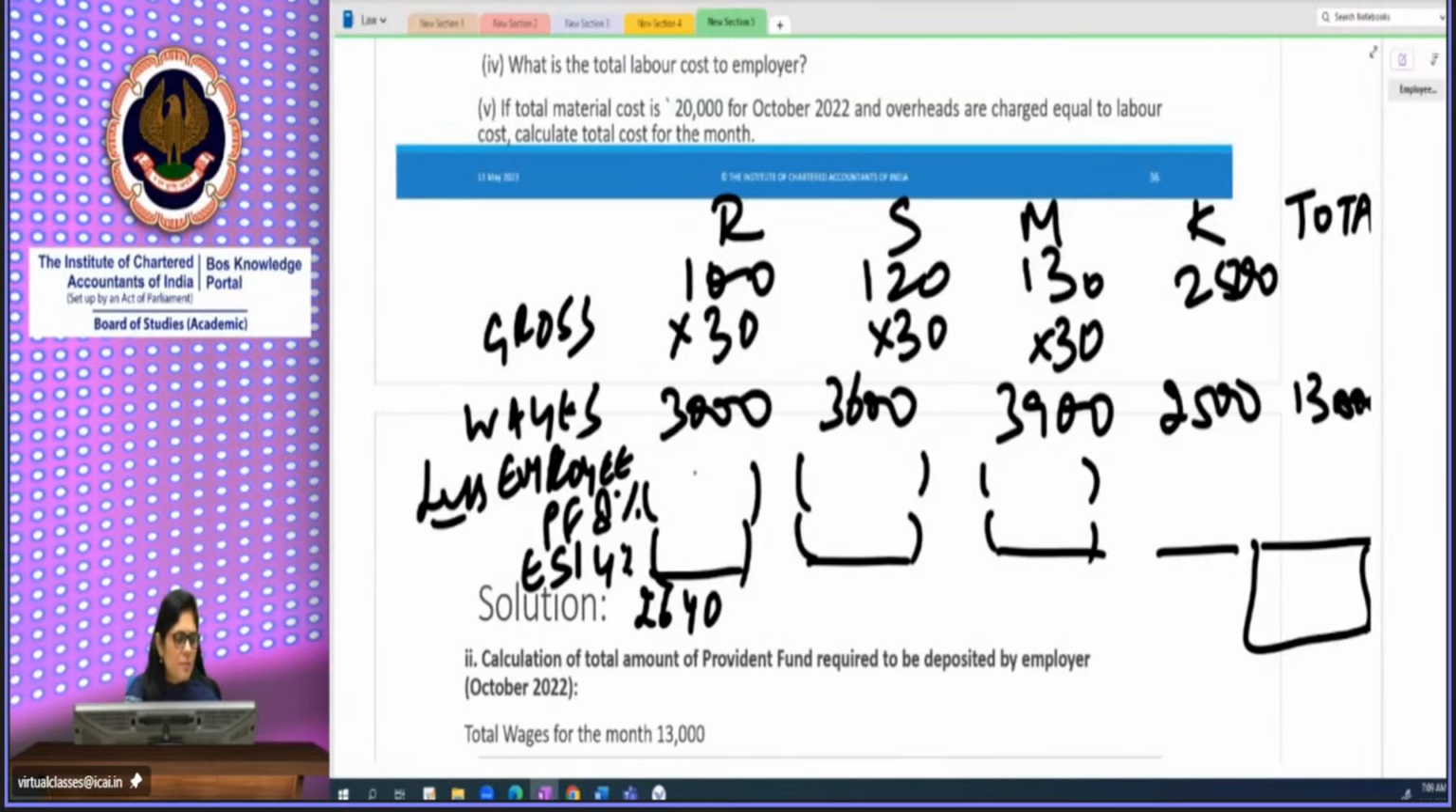Okay, some students are saying the full screen is not visible to them, only half the screen is visible, but I can see it's clearly visible.